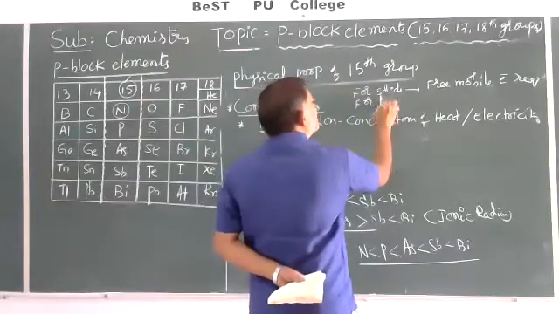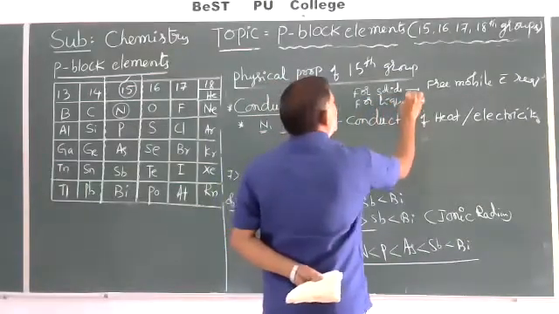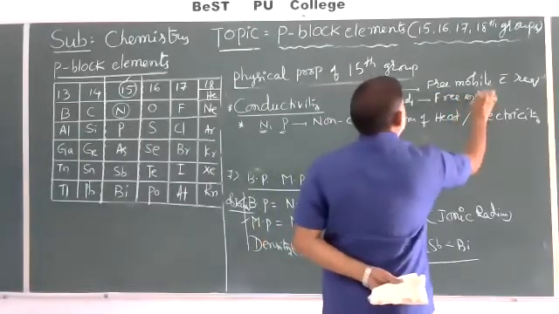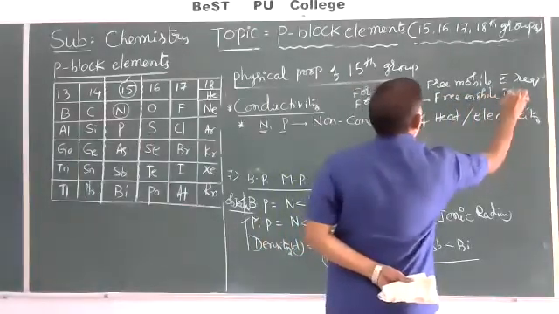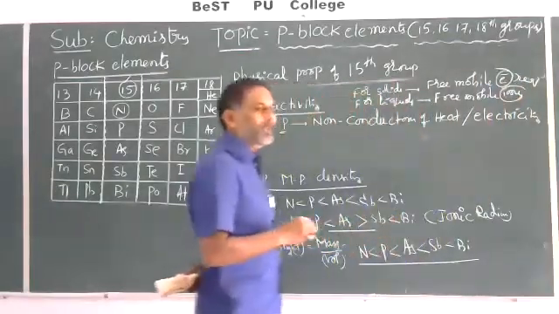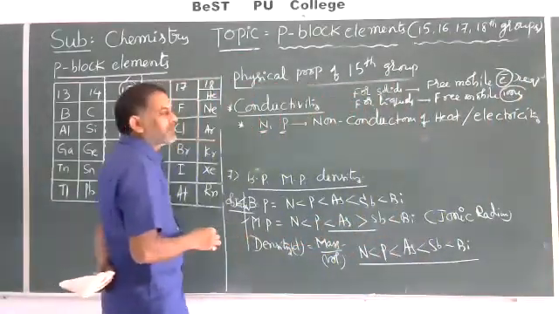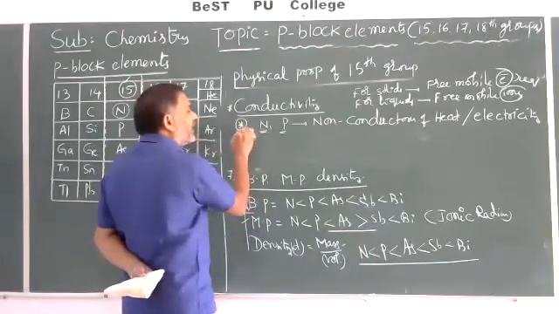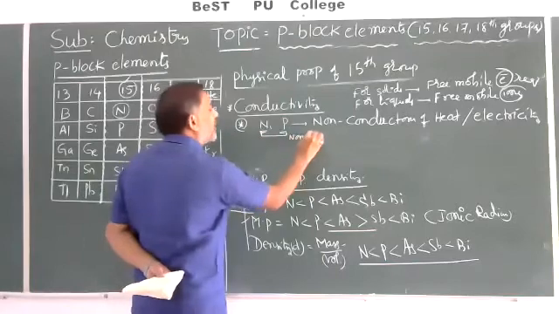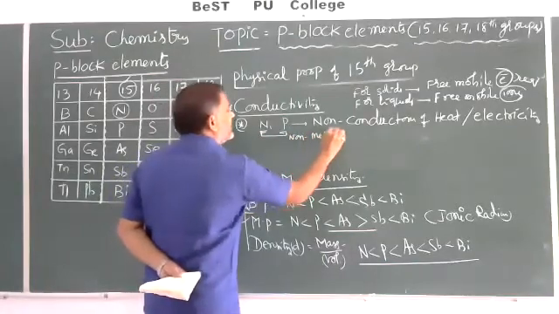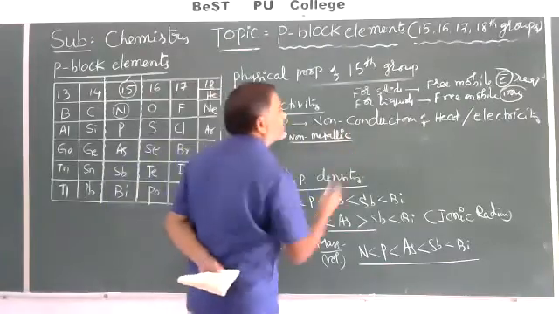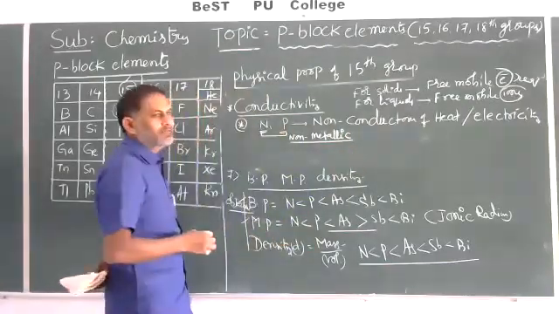For liquids, free mobile ions are required. Ions and electrons are responsible for conducting electricity. So at a particular temperature, nitrogen and phosphorus are generally non-metallic substances. Are they non-metallic substances? They are non-conductors of heat and electricity.